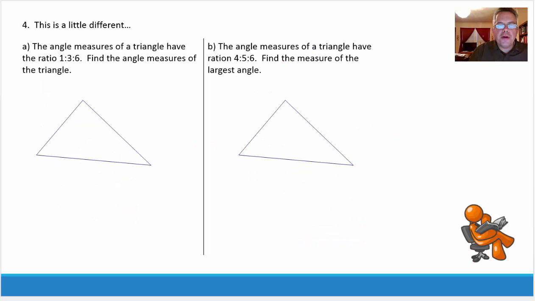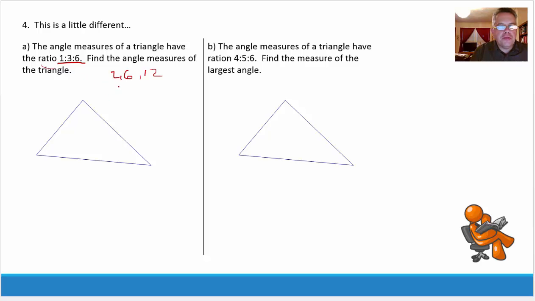Here's the last type of problem. And this might be a little bit new to you. And we'll see this with polygons also. It says the angle measures of a triangle have ratio 1 to 3 to 6. What that means is it's some multiple of those numbers. It could be 2, 6, and 12. I multiply them all by 2. That doesn't add up to 180 though.